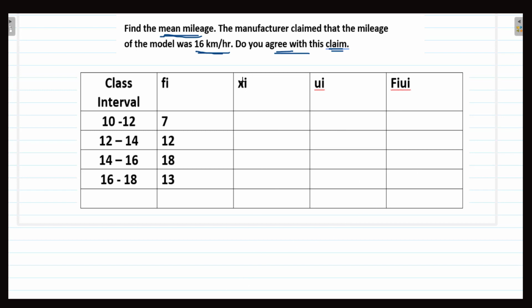So here first we will find xi. Xi is what? It is the mid value. So we will find the mid value. For 10 to 12 the mid value will be 11. Then for 12 to 14 the mid value will be 13. Then the next mid value will be 15, and the last mid value will be 17.